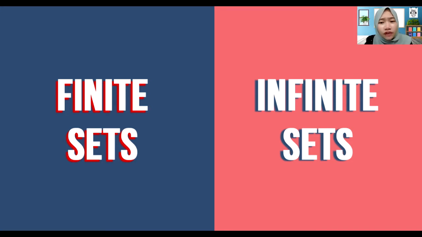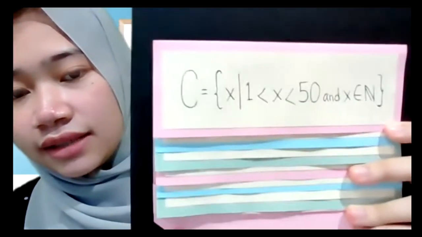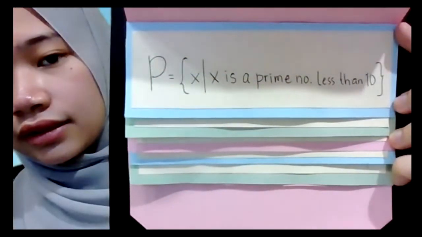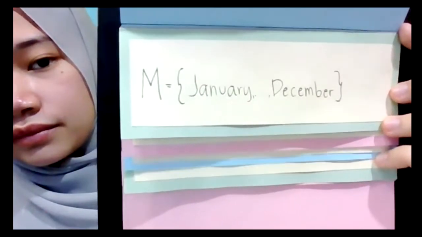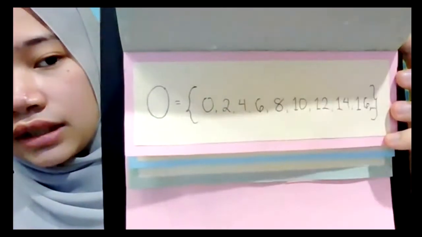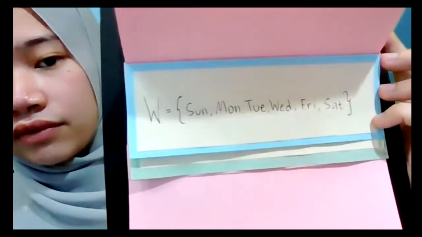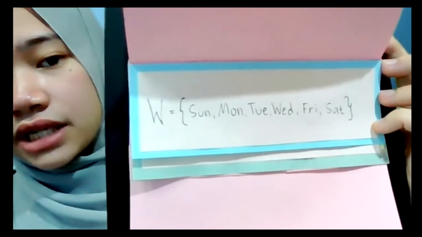Now, make sure you have your ballpen and notebook with you. Just jot down your answer as I show the sets one by one. So for number 1, for number 2, for number 3, for number 4, for number 5. Now, these are the days of the week except Thursday.